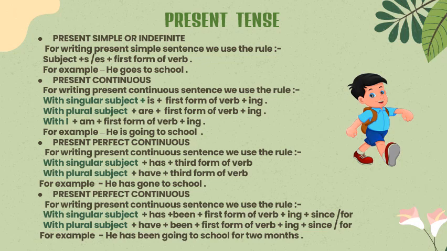Now, present perfect continuous tense. For writing present perfect continuous tense, we use the rule: with the singular subject, we use subject plus has plus been plus first form of verb plus ing plus since or for. With the plural subject, we use subject plus have plus been plus first form of verb plus ing plus since or for.